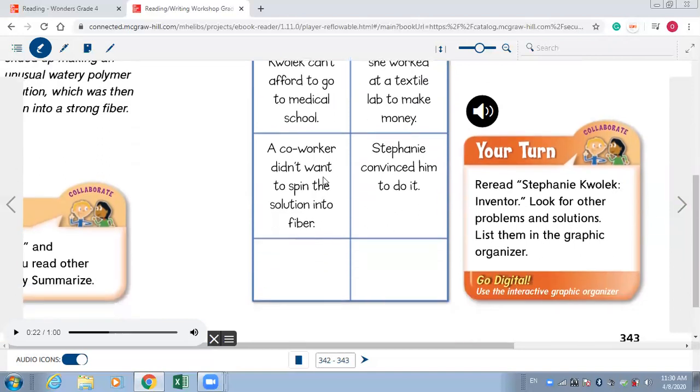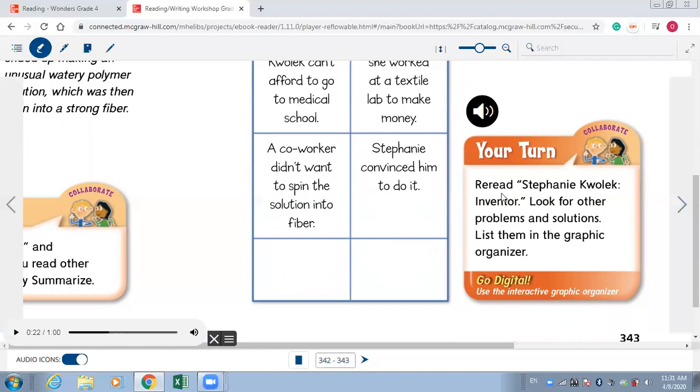Another problem she faced in the story is that a coworker didn't want to spin the solution into the fiber. When she worked on that new solution in the lab, and she went to the worker to help her spin it, the worker rejected, and he said that this is a useless thing, and he was laughing. Finally, Stephanie could convince him to do it, and he did it. This was the kind of problem.